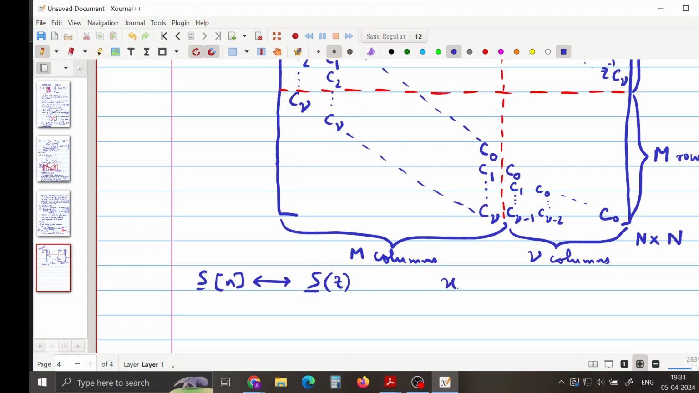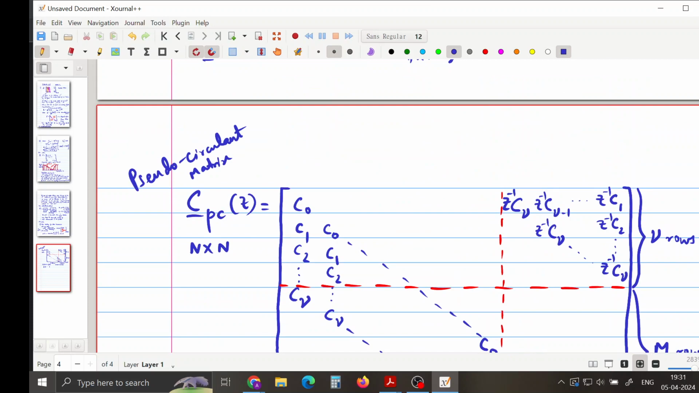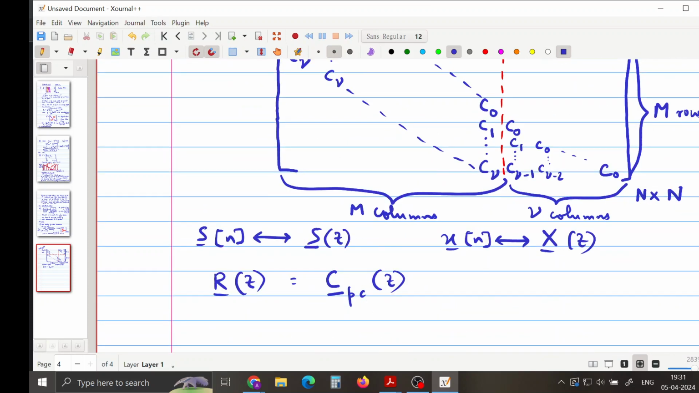And similarly, x has this Z transform. That's the standard notation. And the received signal is related to that transmitted vector x of n as follows. So this is the matrix C PC of Z that I just drew here, times x of Z.